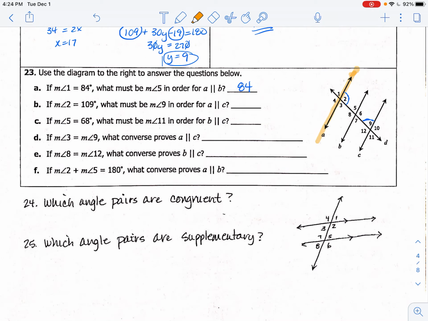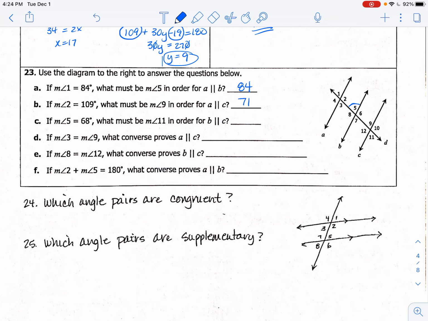All right, so in this one, I would be looking at these two lines, A and C. Those would be on the same side interior, so those would be supplementary. So then I would need to find the supplement of 109. So I would subtract 109 from 180 and get 71. Measure of angle 5 is 68. So let me erase and focus on my next problem. So measure of angle 5 is 68, this guy.